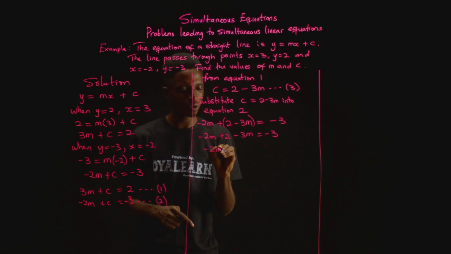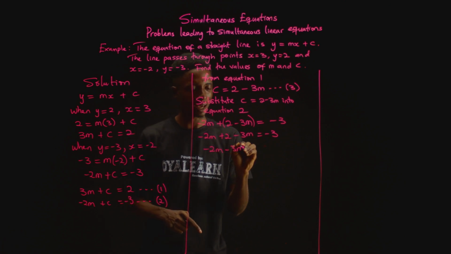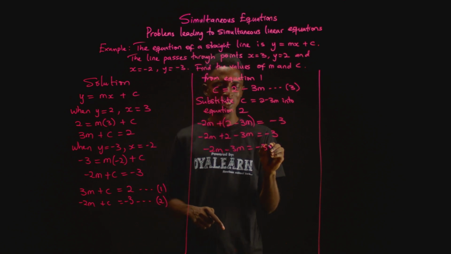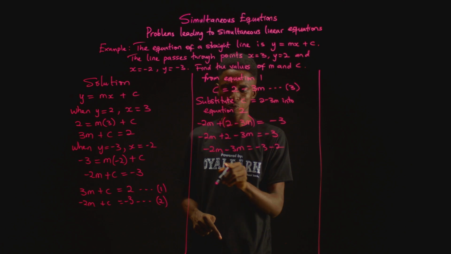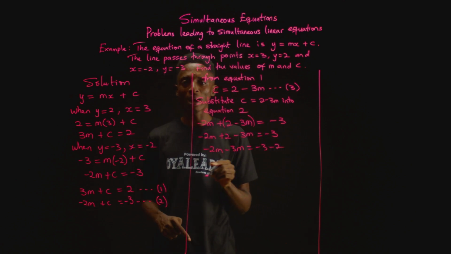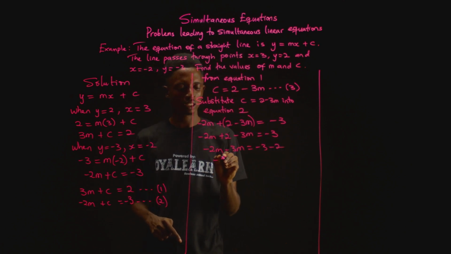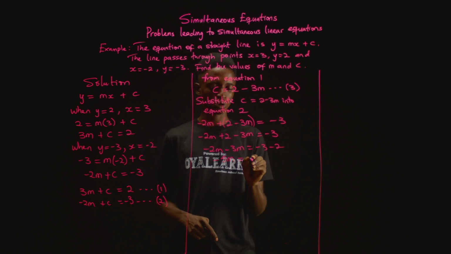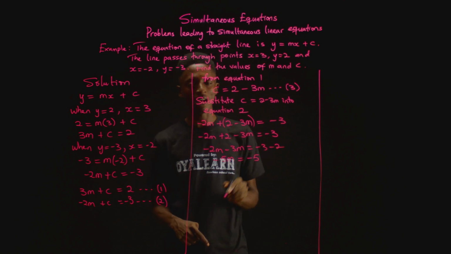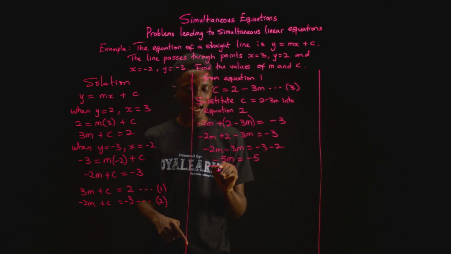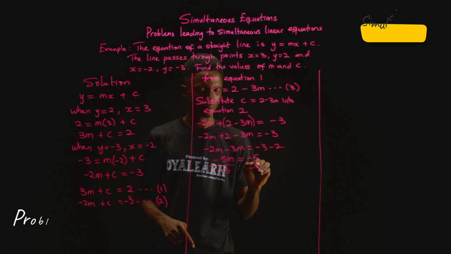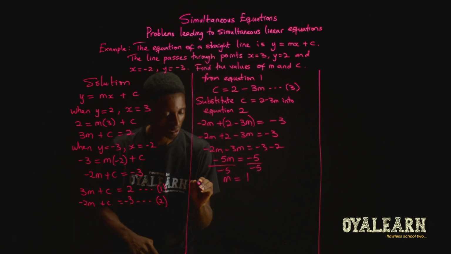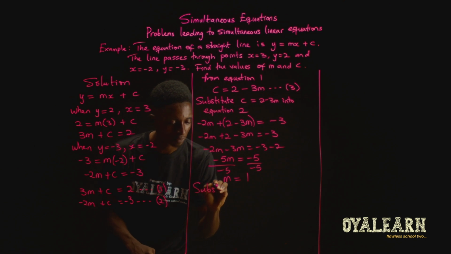So we have minus 2m minus 3m equals minus 3. Plus 2 coming to the other side becomes minus 2. And minus 2m minus 3m will give us minus 5m equals minus 3 minus 2, and that is minus 5. Now we divide both sides by minus 5, and our m equals 1.